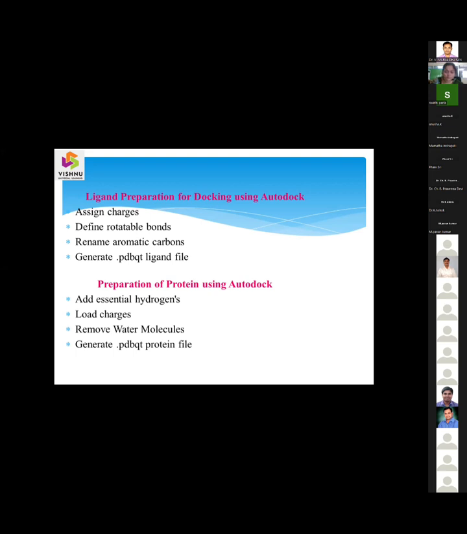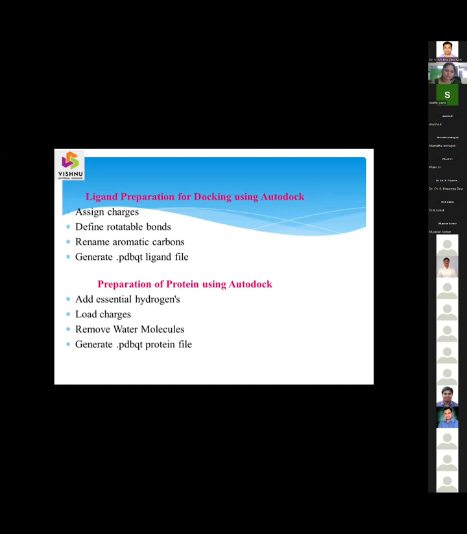After that, preparation of protein using Autodock. Add essential hydrogens, similarly to how we prepare the ligand. First, we have to select our target protein. After selecting the target protein for the particular disease, we have to download the protein 3D structure from the PDB, the Protein Data Bank, which is available online. From RCSB, we can directly download the 3D structure of our required target protein.